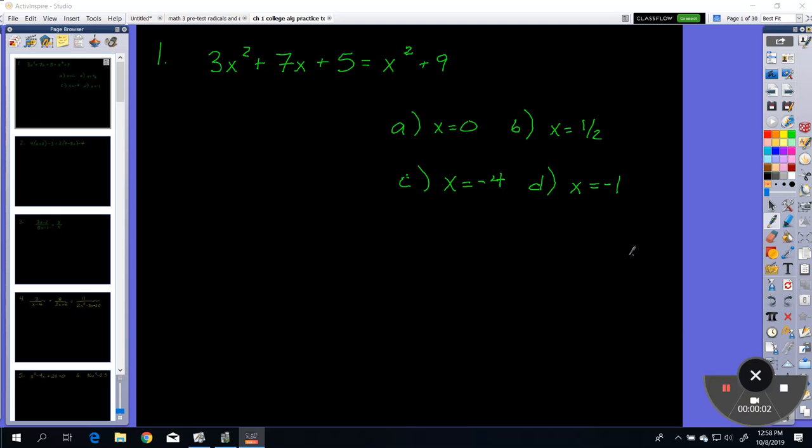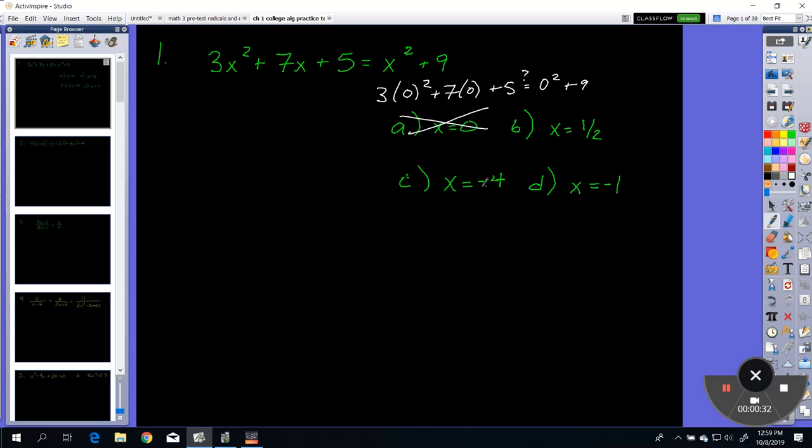All right, so on the first question, it says circle the solutions for this problem. There's two ways you could do it. You could take this number and plug it in. So if I were to plug 0 in, for example, I'd have 3 times 0 squared plus 7 times 0 plus 5. Does that equal 0 squared plus 9? When I look at that, the 0 stuff goes away. I get 5 equals 9. Well, that's not true, so I know that that couldn't work.